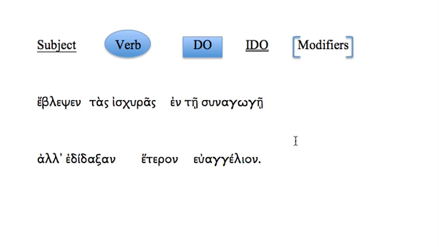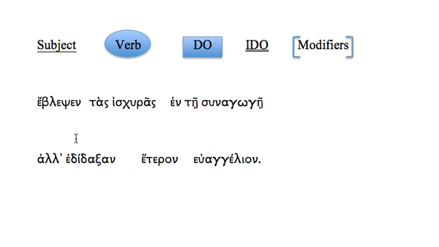Next, we have the sentence Eblepsen tas ischuros en te synagoge alla edidaxon heteron euangelion. Now let's do the same thing that we did for the last sentence. But in this sentence we need to notice, and I've already done some of the work for you, that there are two clauses. We know that by the fact that alla here, which means but, separates the two clauses, and that fact is further confirmed by the presence of two separate verbs.